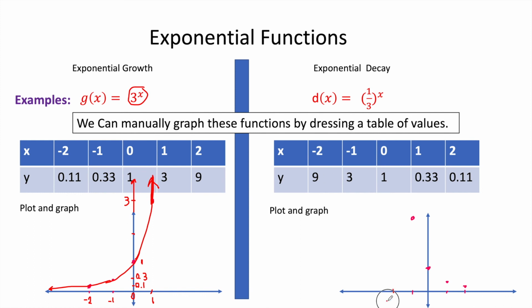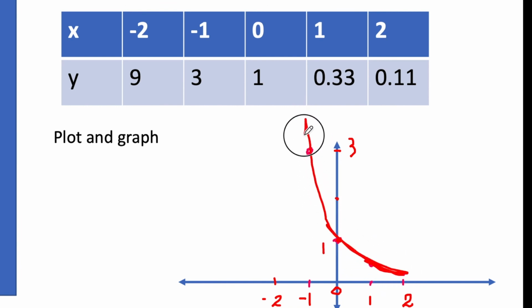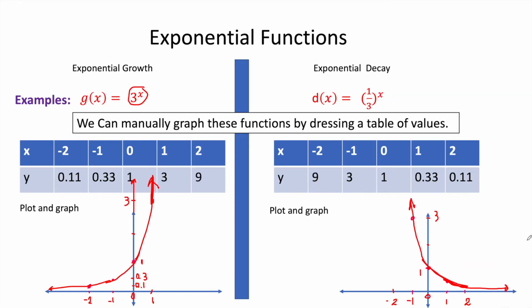So for the second graph, just plot the points as in the first one. Negative 2, you cannot plot this point because it goes to 9. Negative 1, 3 on the y-axis, that's your point. And then 0, 1: 0 on the x, 1 on the y. And then 1 and 0.3, and 2 and 0.1. Join them and you get your graph. Make sure you join with a smooth curve that doesn't break, doesn't cut, like that.